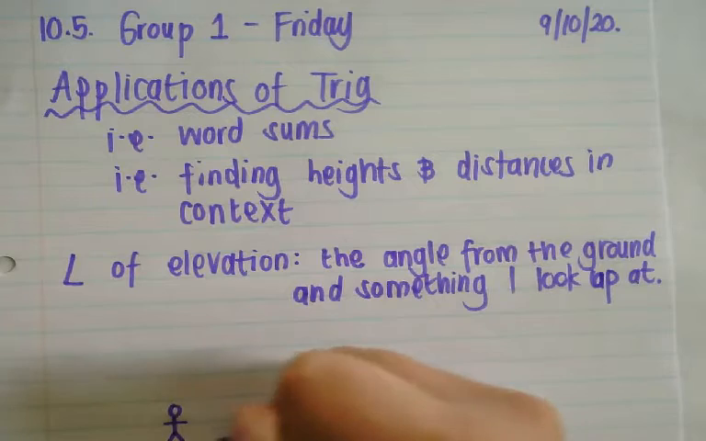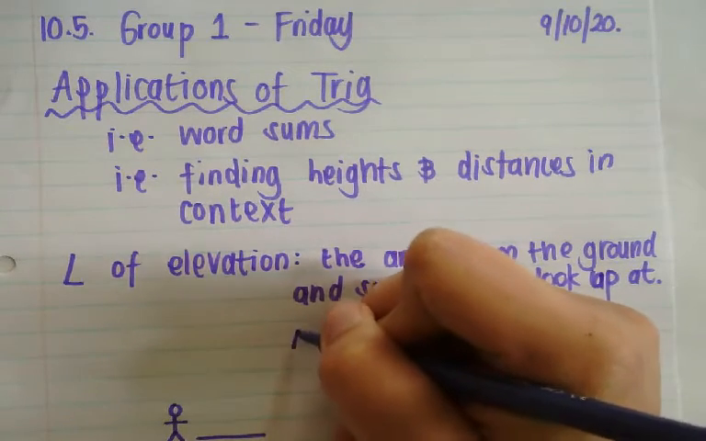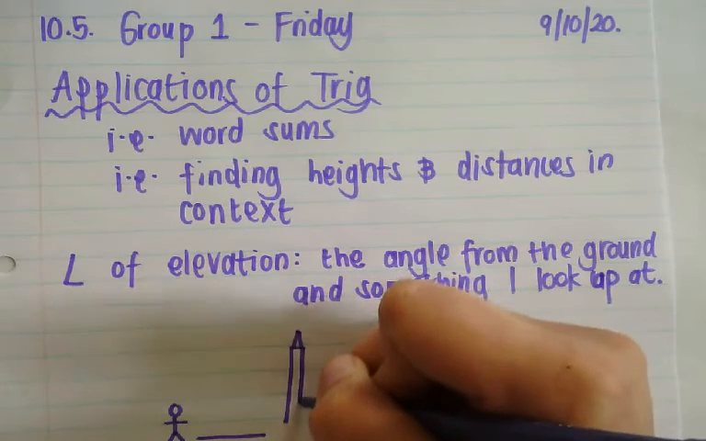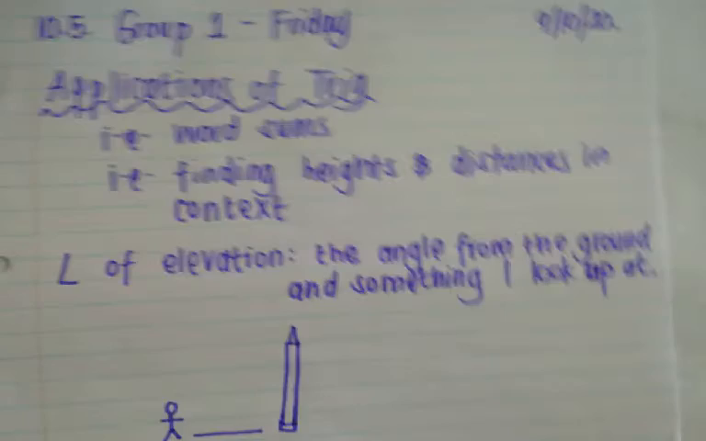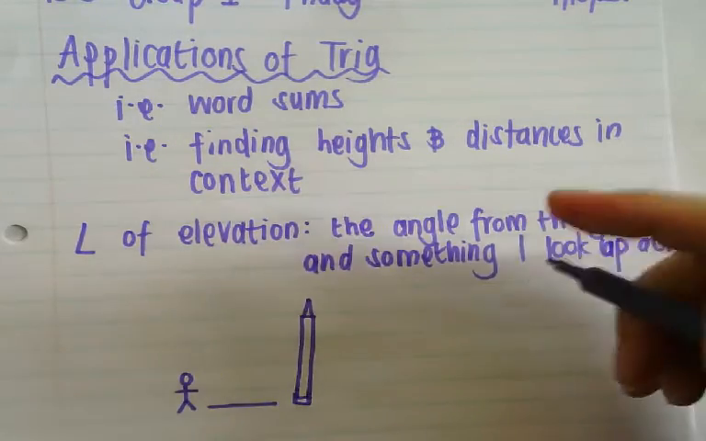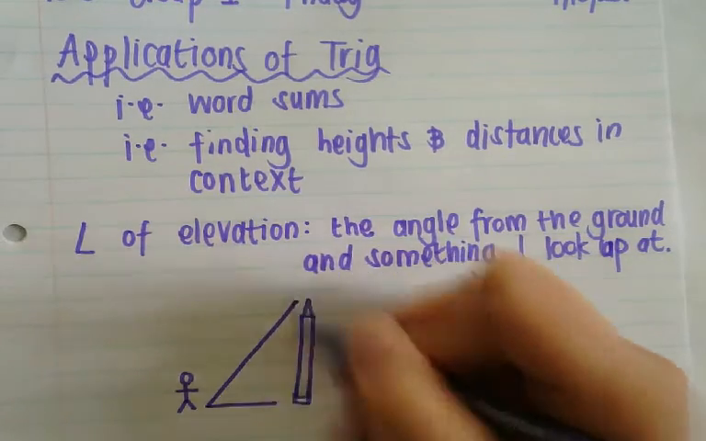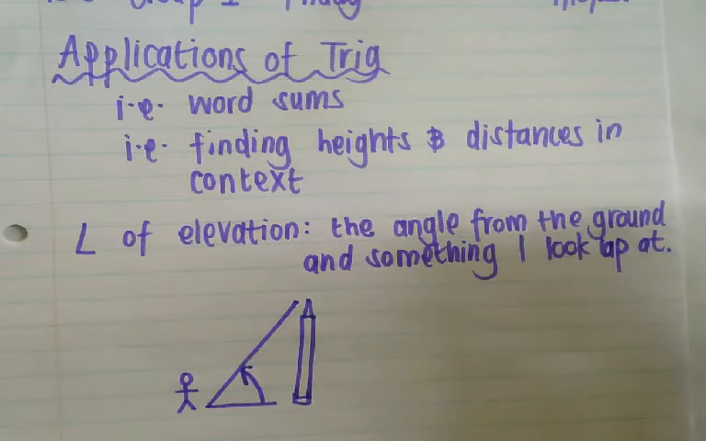So it would be the angle of, let's make a tower. I can't draw. I'm very bad at drawings. Okay, that's supposed to be a tower, even though it looks like a pencil. Okay, so from the ground, looking up at the top of the tower would be my angle of elevation.